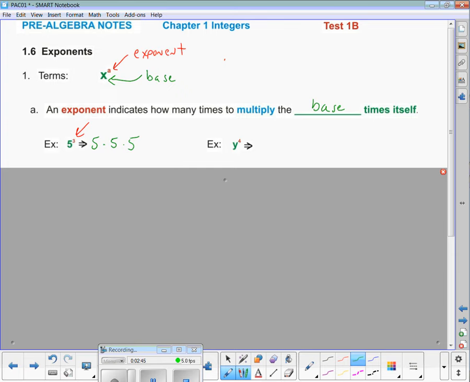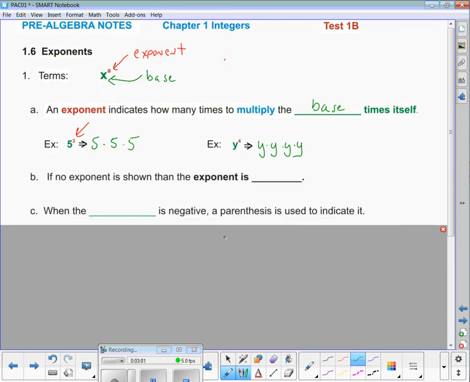So what would that be? That would be y times itself 4 times. Y times itself 4 times. So, excuse me, y to the fourth power is exactly the same as y times y times y times y.